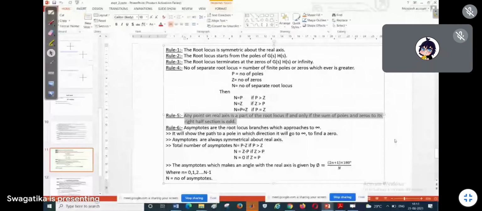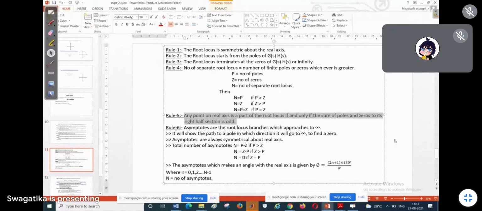Yes, ma'am. After minus 6, it means minus 6 to minus infinity, is that portion involved in the root locus, yes or no? No, ma'am. No, because on the right half, there are two poles, 0 and minus 6. That is not odd, right? So that portion is your non-root locus region.